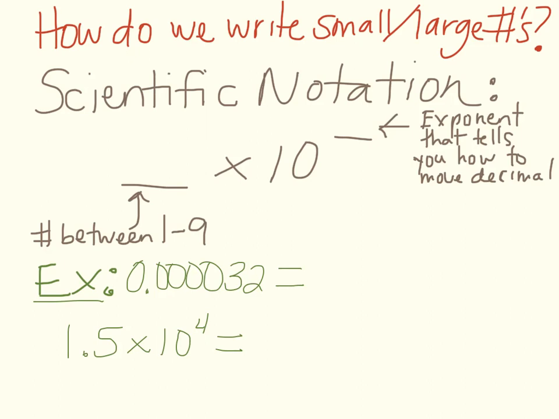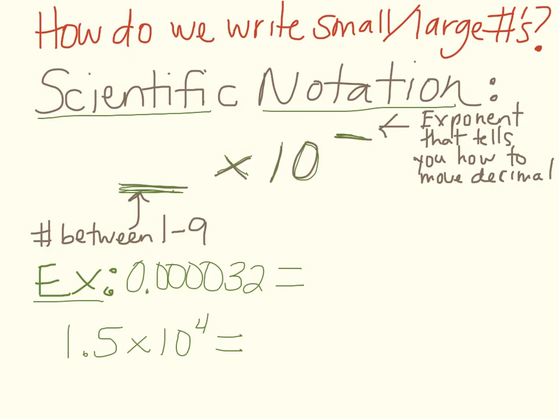Okay, so the first thing we're going to discuss is how we write really small or very large numbers in chemistry. We're going to be dealing with these quite often. So we're going to be using what's known as scientific notation. Hopefully this is something you are familiar with. Basically what you have is a number that is somewhere between 1 and 9 multiplied with 10 to some sort of exponent. The exponent tells you how to move that decimal.